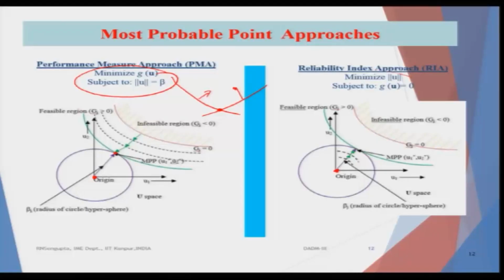So, if you look at this optimization, they are not like the primal dual problem, but you are basically trying to convert the subject to constraints into an optimization minimization problem from the PMA to the RIA, while the minimization function is transformed into a subject to constraint in the RIA, which is g(u) equal to 0, because the 0 point is the boundary where the feasible region and infeasible region are demarcated.